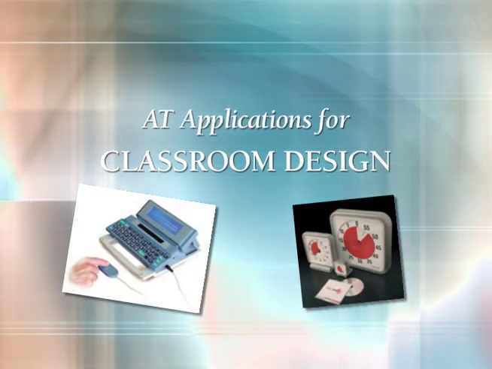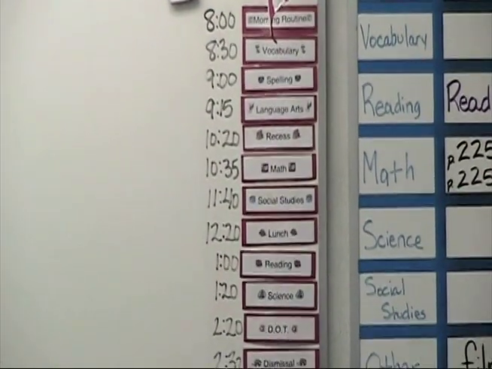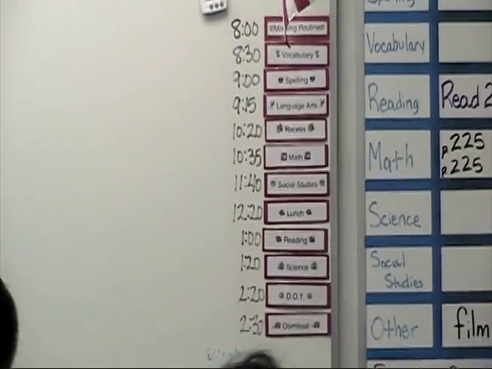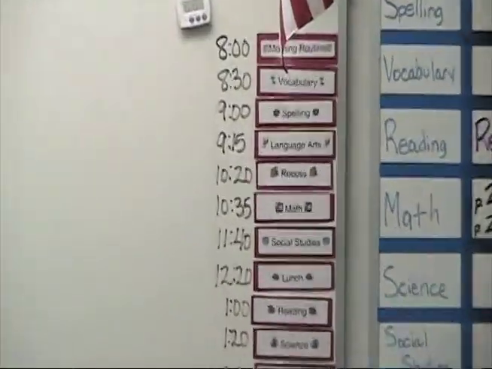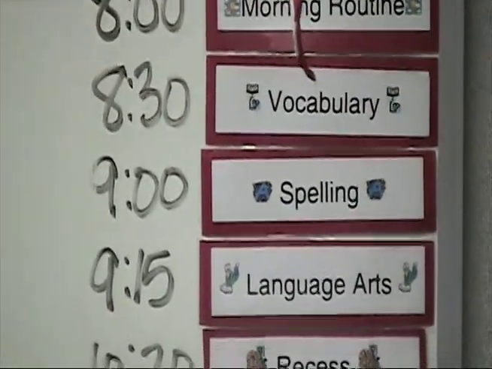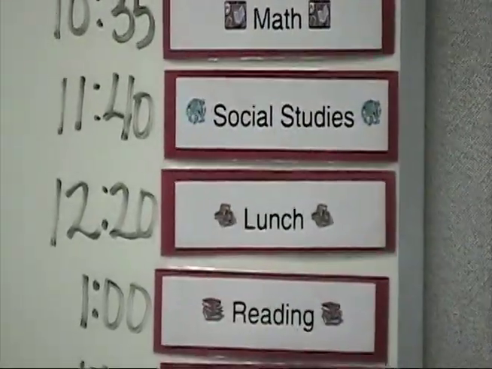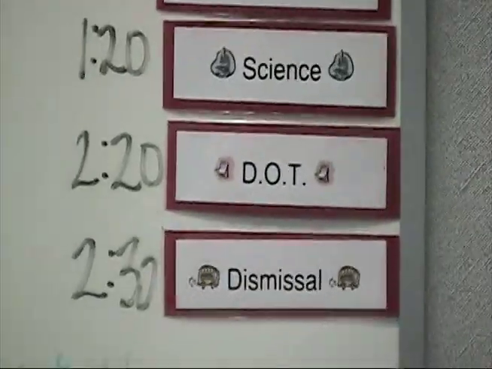We're going to begin by discussing AT applications for classroom design. In this clip, we highlight the AT used by a student who is fully included in a typical 5th grade classroom. The class schedule is up on the chalkboard. On the left, you see the times of day, and on the right, you see the subjects coordinating with those times. The subjects are depicted by both words and pictures.